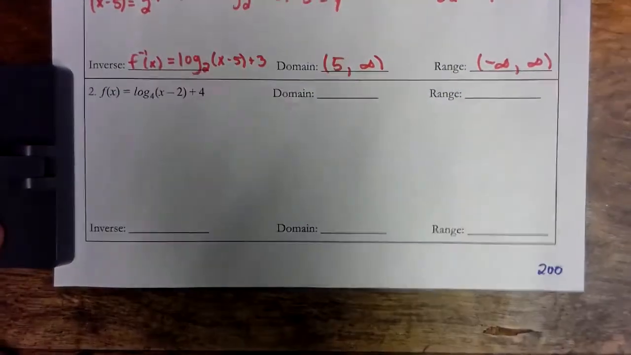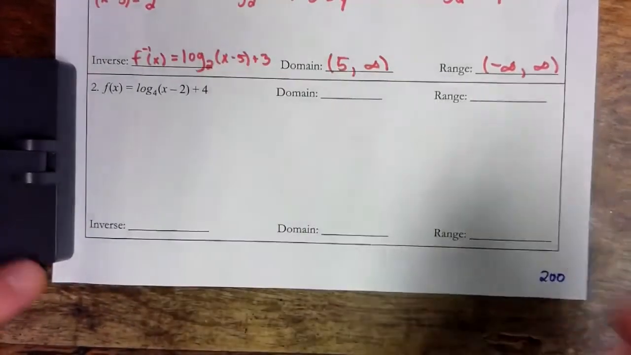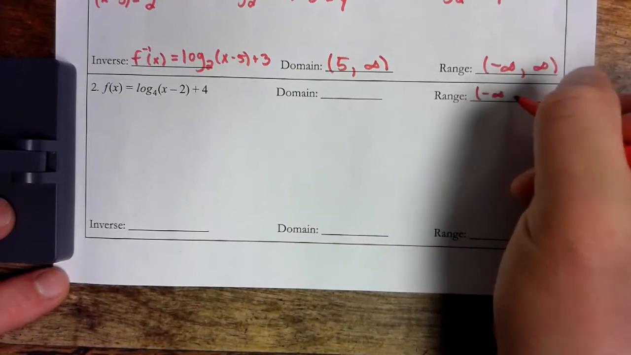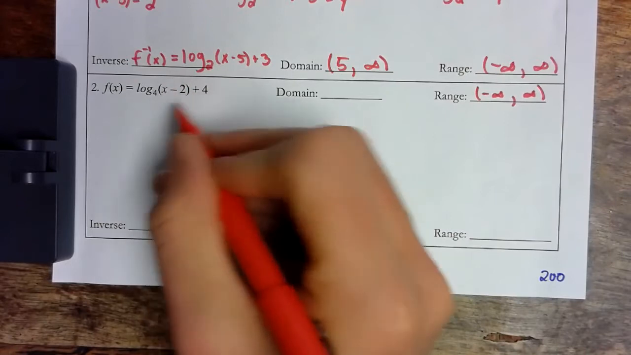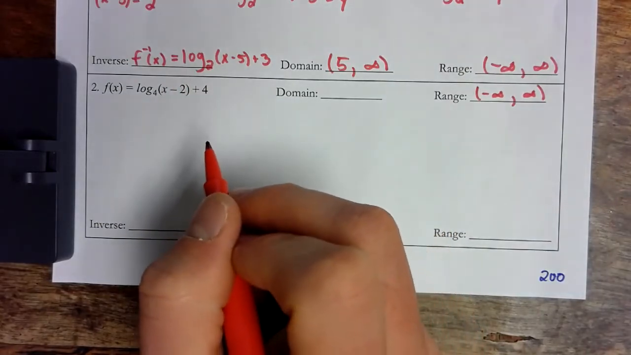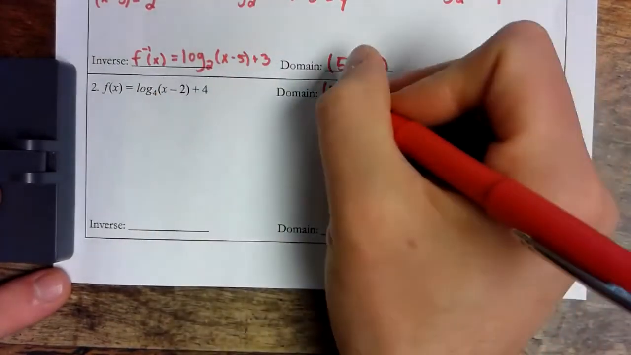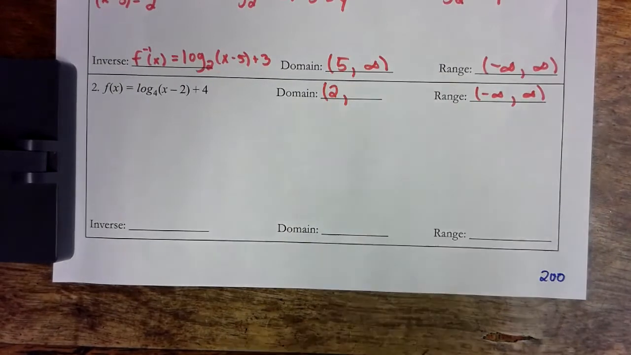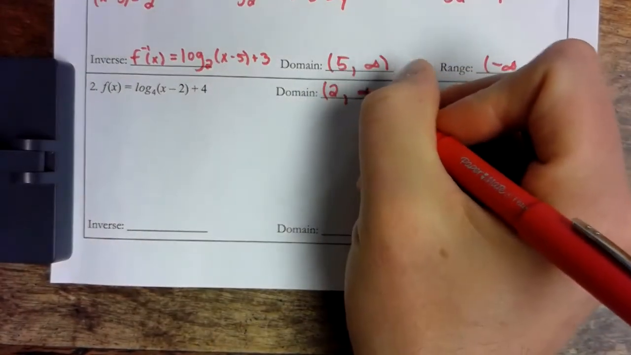So once again, I'm going to start off by identifying my domain and range of the original, where the range of all logs is negative to positive infinity. The domain is restricted by the fact that we can't take the log of 0 or negative numbers. So what makes this log 0 is the number 2. I can't use 2 on its own. That's why it has a curved parenthesis. And then it's going to go to positive infinity.